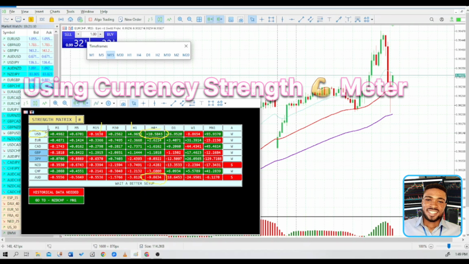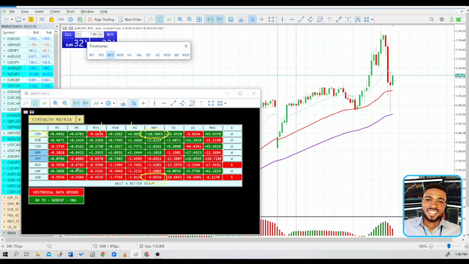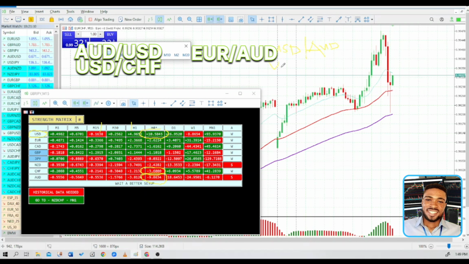So as you can see, the USD is strong and the AUD is weak. What can we merge? We can merge USD with AUD. I'm writing the pairs out, so forgive me for my handwriting. What else can we merge? We can merge the same USD with the Swiss franc. We can see we can merge them.